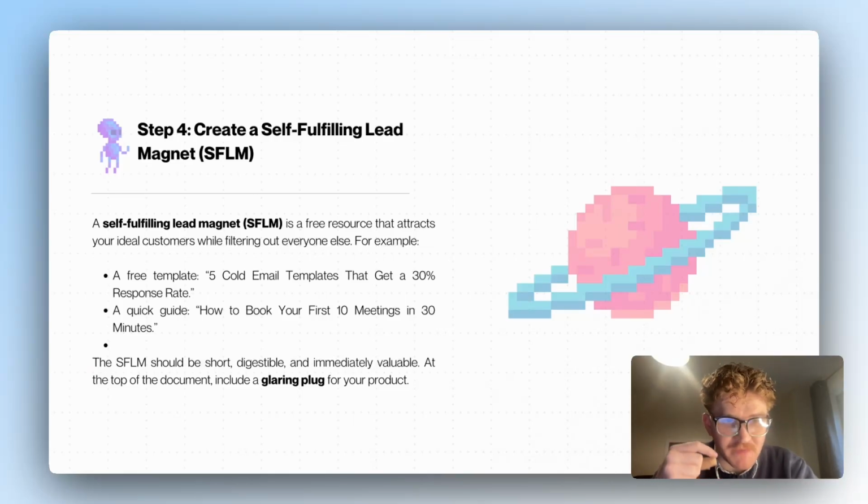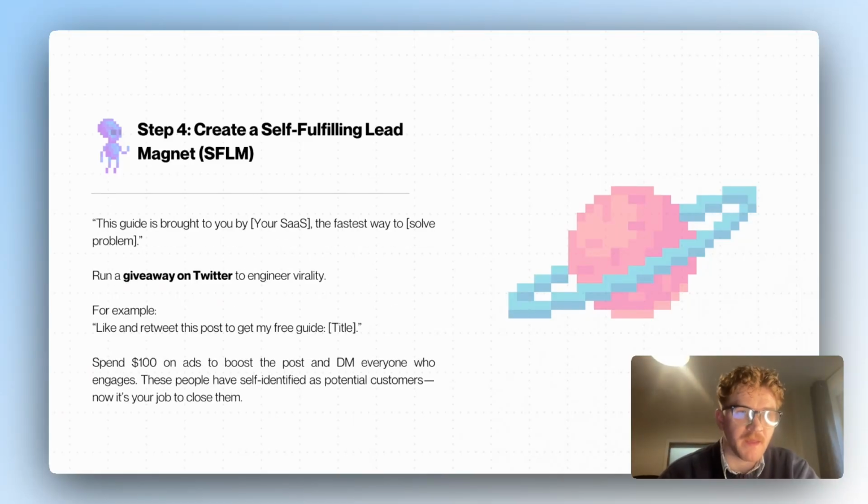Now, the SFLM should be short and digestible. It can be like a Google Doc or a PDF. At the top of the document, you should include a glaring plug for your product. So it's a Google Doc that has all the information that you've told them you're going to give them, but at the top, it says, if you want help with X problem, go to this link, and it'll be the payment link. That's how I would recommend doing it. That's how I got my first 20 to 50 customers for my past software, Response AI. Create one of these lead magnets and then send them to a Google Doc, for example, with the pitch at the top: this guide is brought to you by your software, the fastest way to solve the problem.